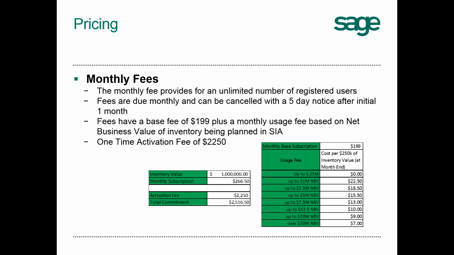Your only commitment, if you sign up for the service, is the first month. I lost my cursor. It is the first month plus the setup fee for a total of $2,516. So if you sign up for the service, the only thing you're committing to is that. Then every month you use the service, Sage will charge you the $266 every month, but any month after the first month, if this doesn't meet your needs, you can cancel at any time.